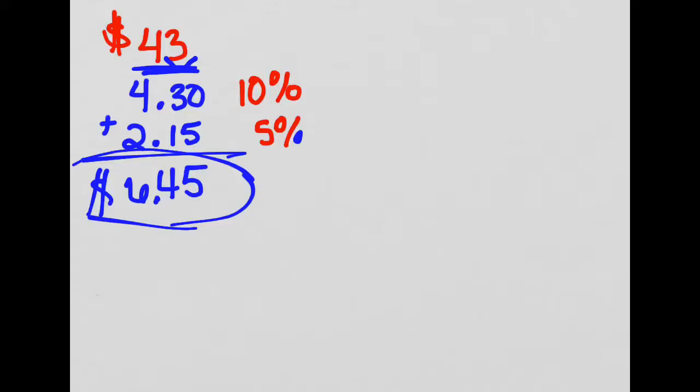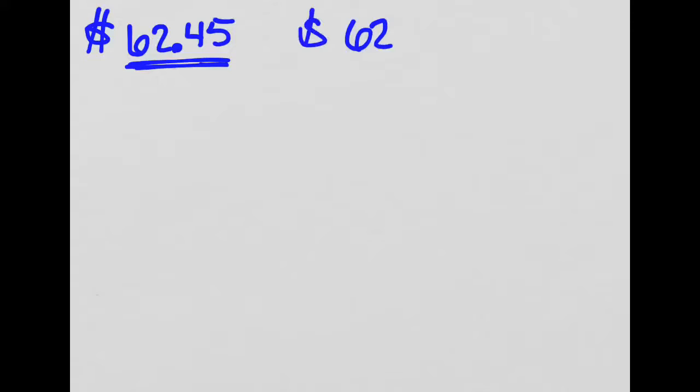Let's try one more. Let's go ahead to number 5. I have $62.45. Now, I want to estimate this, but this is a little bit harder because I'm working with some funky numbers here. So what if I just took this as a $62 bill? Because with 45 cents there, it would stay at $62, okay? So I want to know how to estimate that.